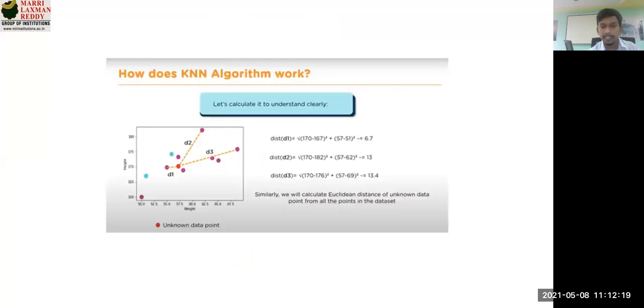Let's calculate the distance here. Square root of (x2 minus x1) whole square plus (y2 minus y1) whole square, that is 170 minus 167 whole square plus 57 minus 51 whole square. The square root of this value gives 6.7. That is the distance of the new point with D1. Similarly, the distance of the new point x1, y1 with x2, y2 is 13, and next 13.4. Similarly, you need to calculate the Euclidean distance value for each and every data point.